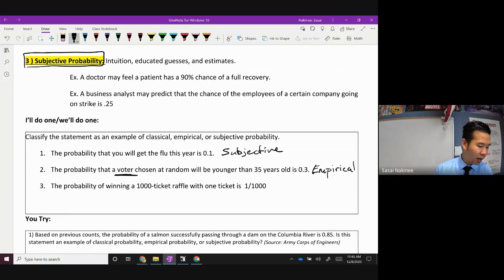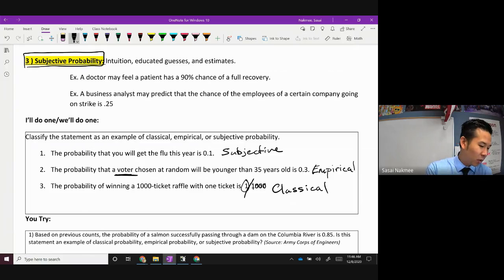Number 3, the probability of winning a 1,000-ticket raffle with just 1 ticket. So that 1 ticket that you have is the winner out of a total of 1,000 total tickets. That's mathematically calculated, isn't it? Because it's just 1 ticket that's the winner out of a total of 1,000 tickets. This is classical. Does that make sense? Hopefully. Is that okay? Is that all right? Does that kind of make sense on what's going on there? Hopefully.